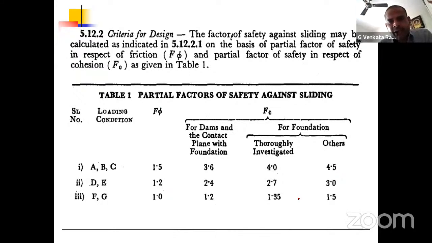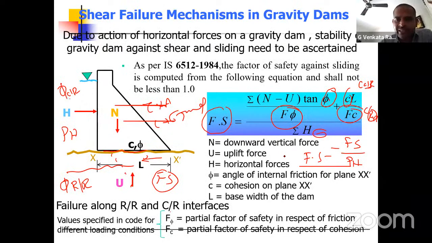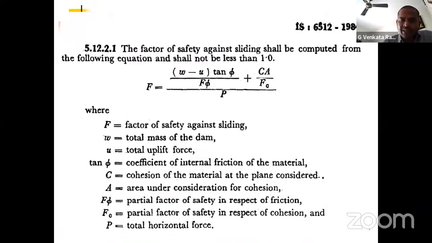IS 6512 is there. In that particular code, they have mentioned all the factors of safety, what Fphi has to be taken, what Fc has to be taken in this equation. So this is the design concept, but you have to know that. Ultimately, this equation I have taken from this particular IS code, Indian Standard Code, for the design of gravity dams. Our main thing is phi and C for both interfaces.